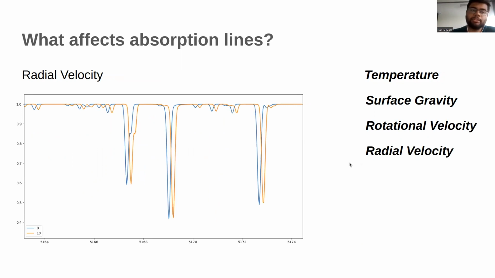Next is the radial velocity. If the star is moving towards you or away from you, that will just shift the whole spectrum, either redshifted or towards the blue.